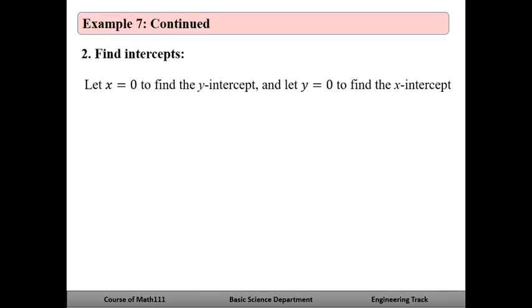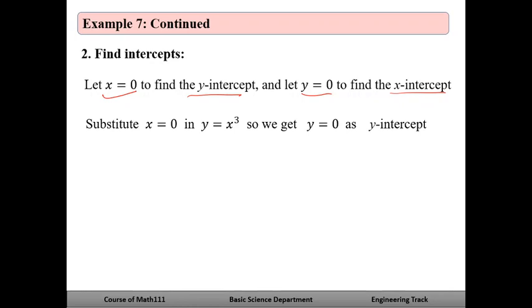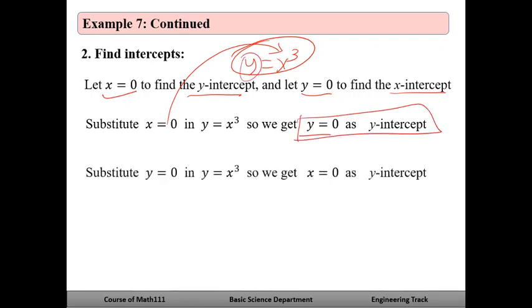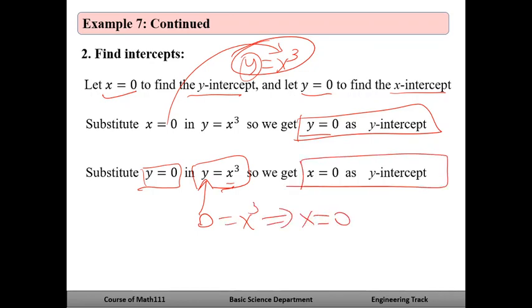Now, finding intercepts. We know how to find the intercepts. For the y-intercept you set x equal to 0, and for the x-intercept you let y equal 0, then solve the equations. Like this is y equals x cubed, the original equation. Put in 0, what do you get for y? You get 0, so 0 is the y-intercept. And substitute y equal to 0, so you get 0 equals x cubed. Okay, x cubed equal to 0 means x equals 0, so this will be the x-intercept.